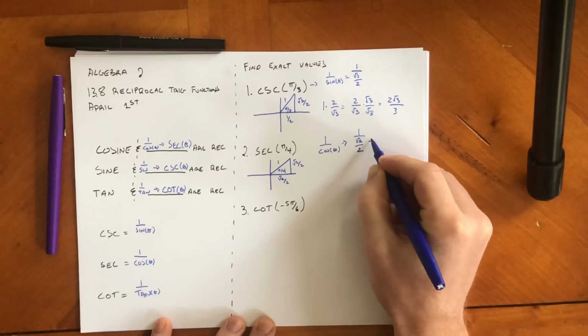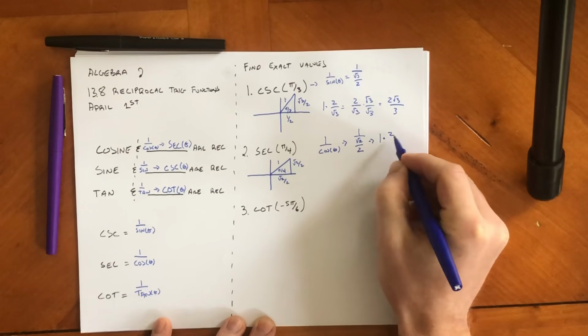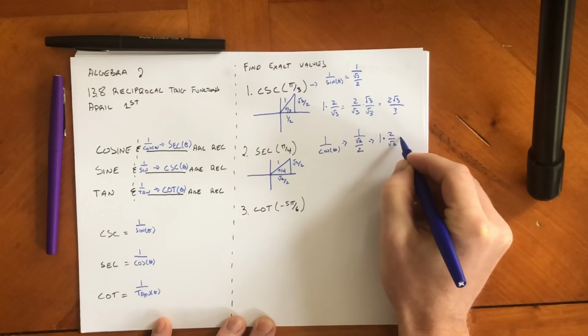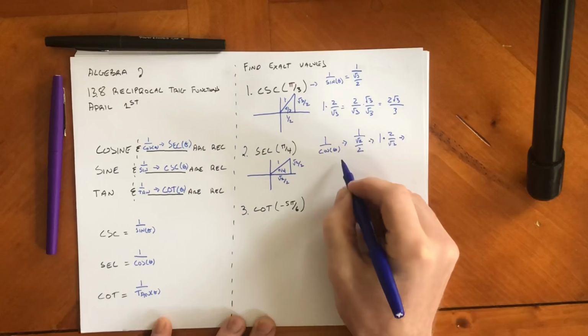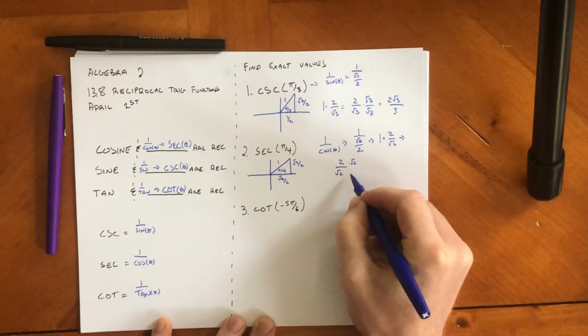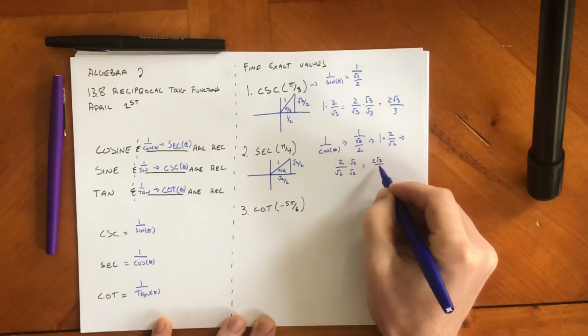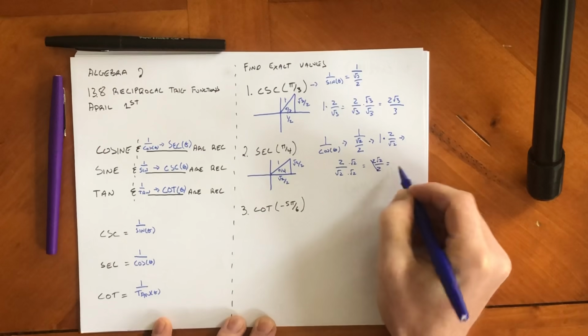And then we have to clean this up a little bit. So 1, keep it, switch it, flip it, 2 over root 2. 1 times 2 is 2 over root 2. Then you have to rationalize the denominator. That gives me 2 root 2 over 2, which gives me root 2.